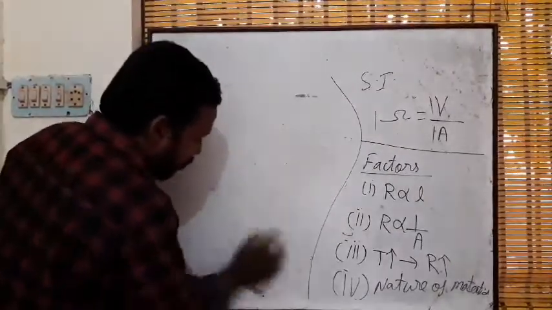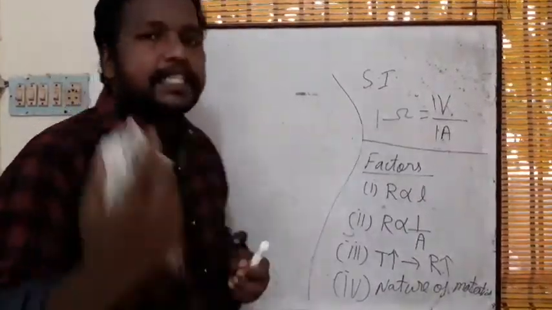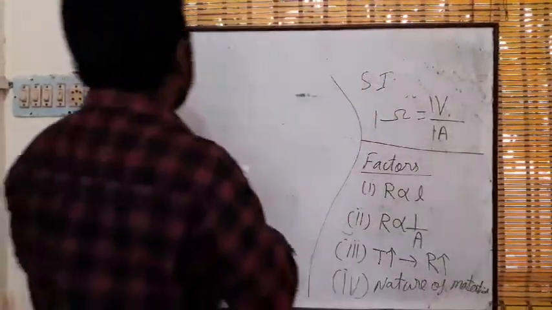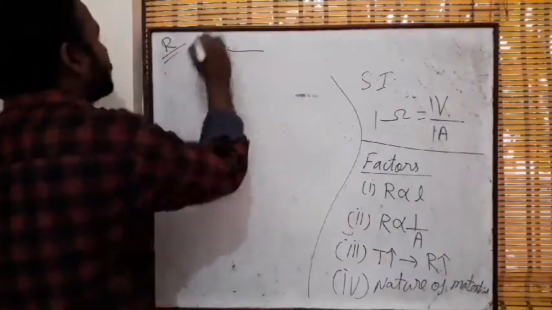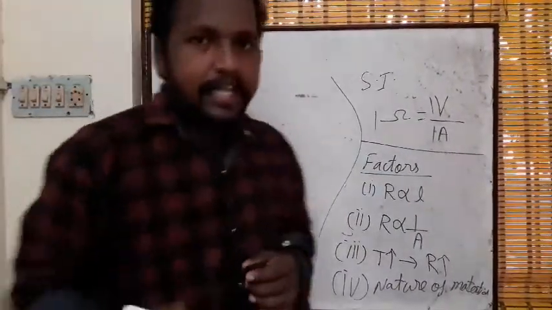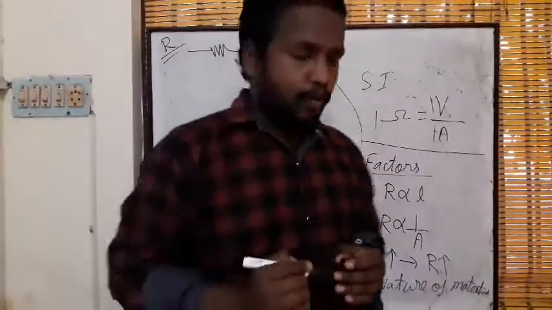One more thing, what is resistance? Resistance is the obstruction offered by the wire. The resistance symbol we can draw like this. So resistance is an obstruction offered by the wire. The SI unit of resistance will be ohm.